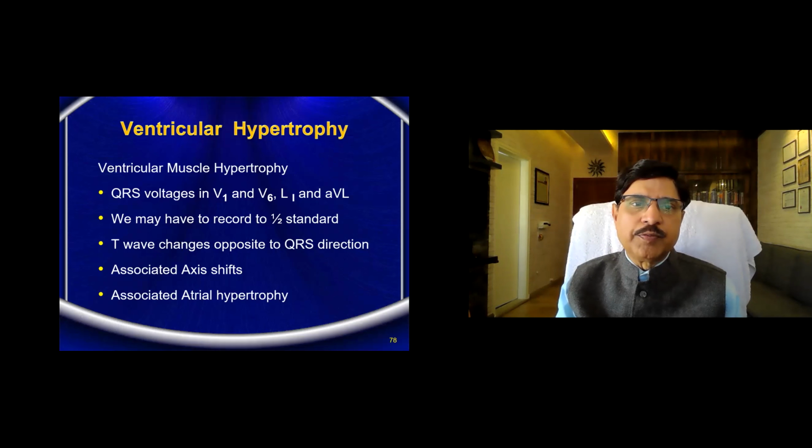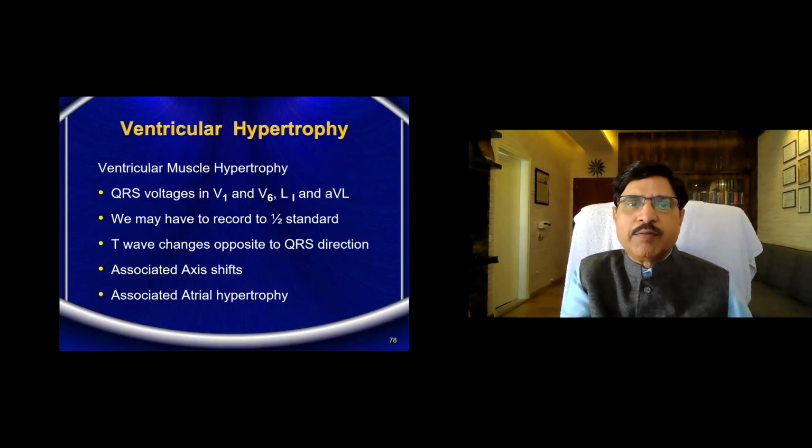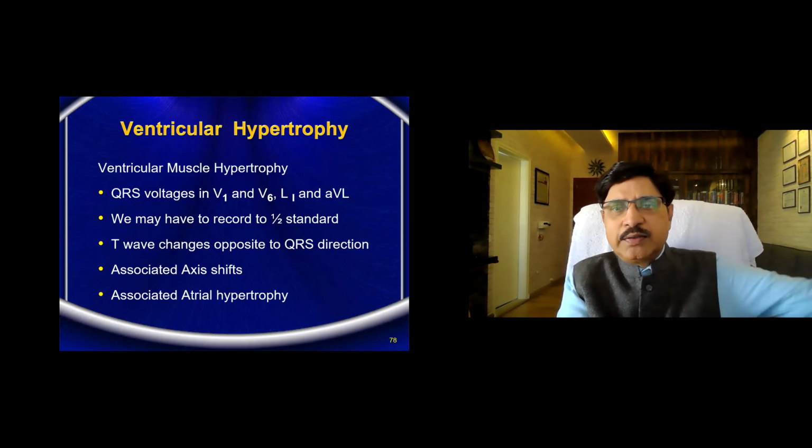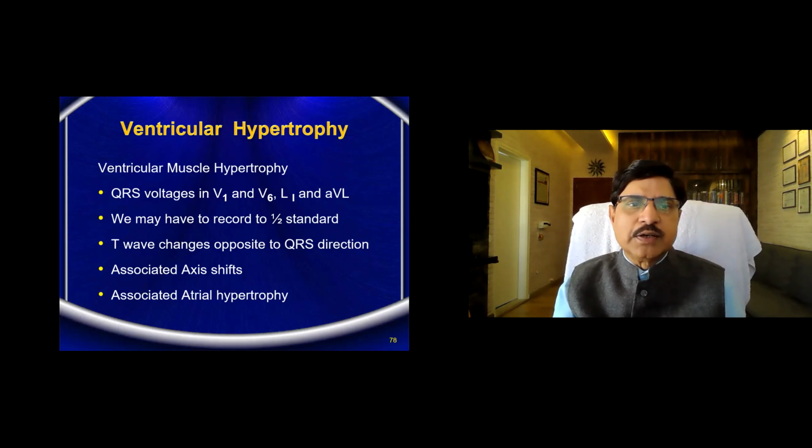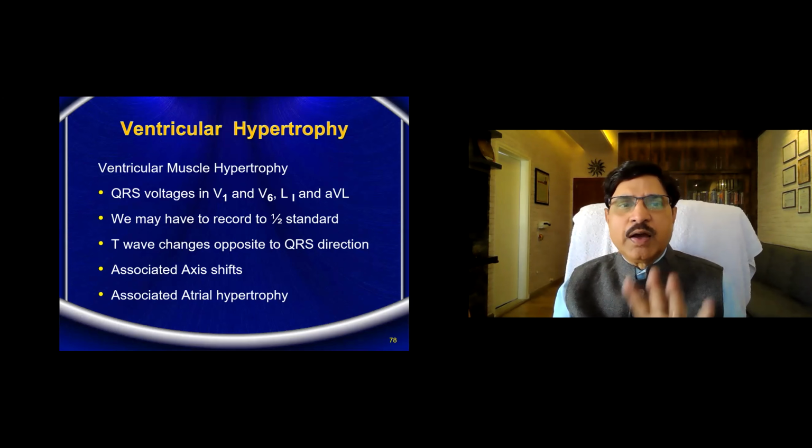For ventricular muscle hypertrophy, QRS voltages have to be looked into in V1 and V6, and of course in L1 and AVL. Why? L1 and AVL are directly on the left ventricle. L1 lead is this one, a left-sided lead, and AVL also is a left-sided lead. V5, V6 are directly on the chest. So V1, V6, L1, AVL are the four leads you will look at here.